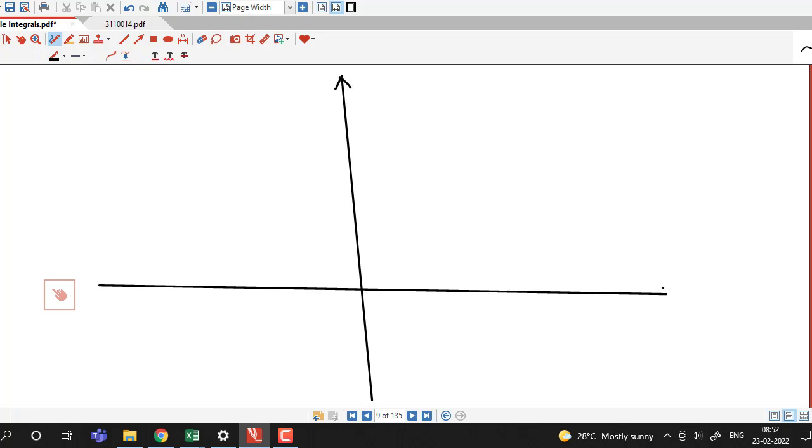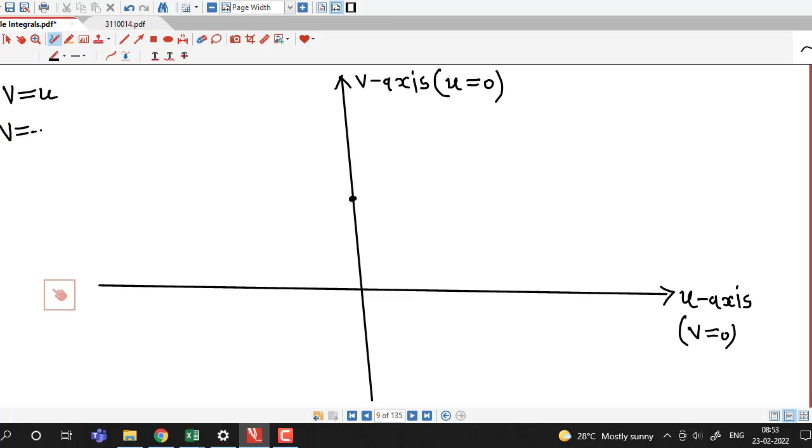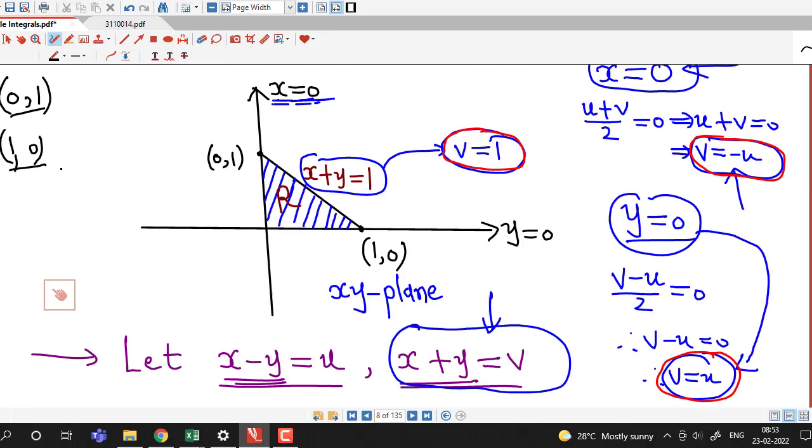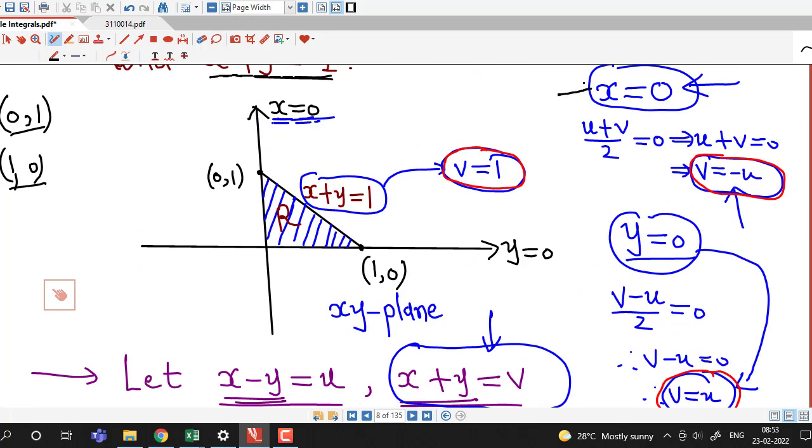So suppose these are the u axis and v axis. U axis means v equal to 0. Here we have v axis that we denote by u equal to 0, and suppose this distance is 1. So we have to sketch 3 lines, v equal to u, v equal to minus u, and v equal to 1, that we have obtained using the transformation in the curves in xy plane. These were the boundaries of curves in xy plane.